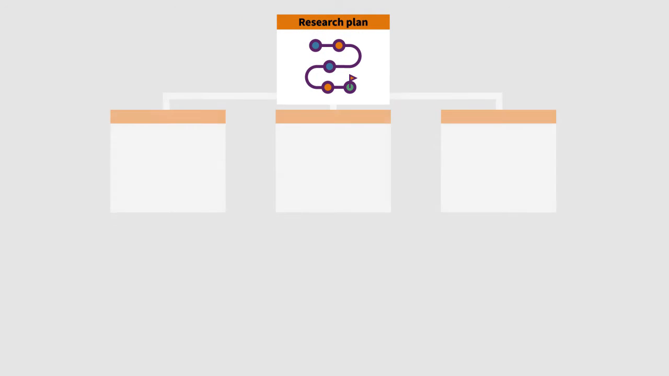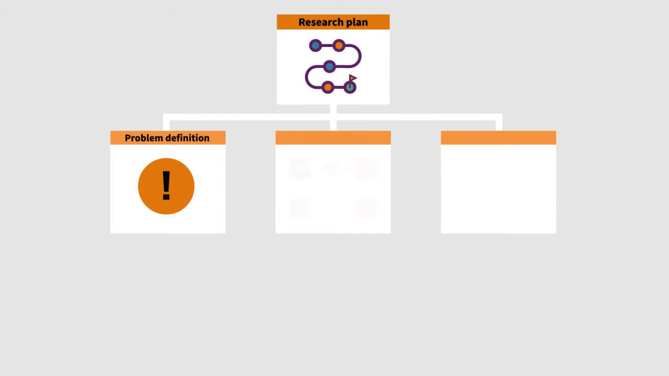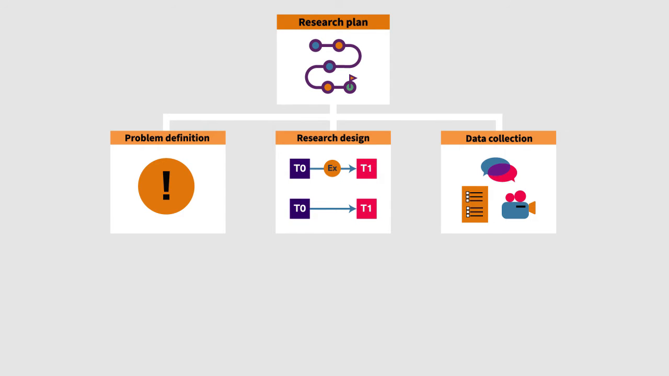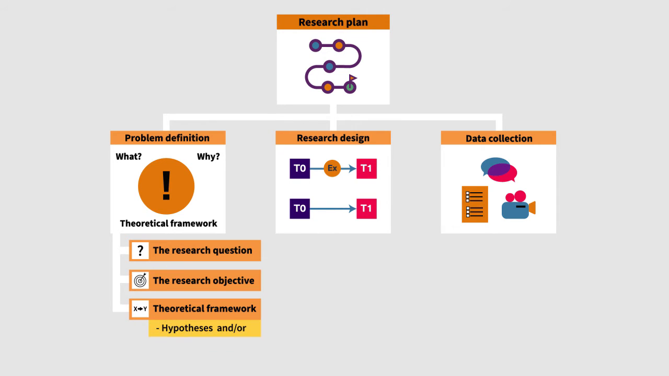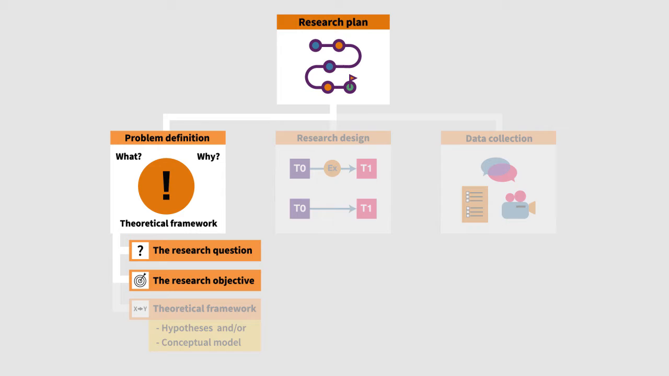In the research plan, you work out 3 parts: the problem definition, the design of your research, and the data collection. The problem definition entails 3 elements. It describes what your research entails, why this research should be carried out, and from which theoretical framework it is set up. In this theoretical framework, you indicate, by means of hypothesis and/or a conceptual model, the expectations you have. This micro-lecture focuses on the first 2 parts of the problem definition, the research question and the research objective.